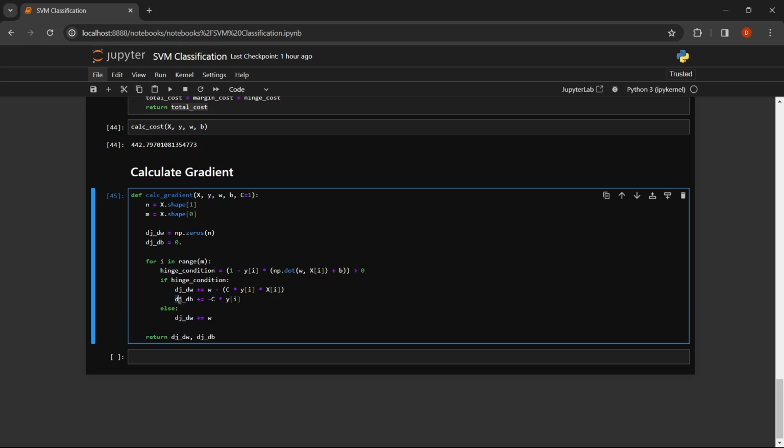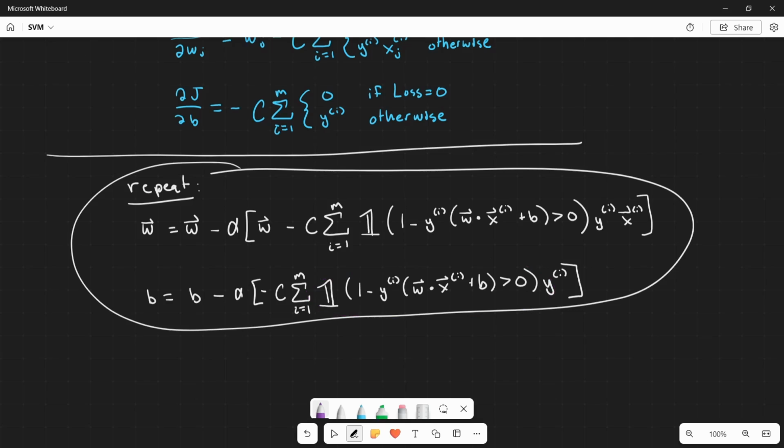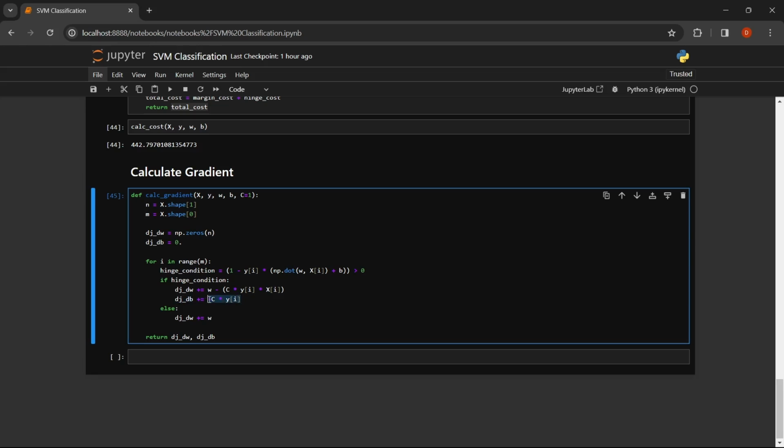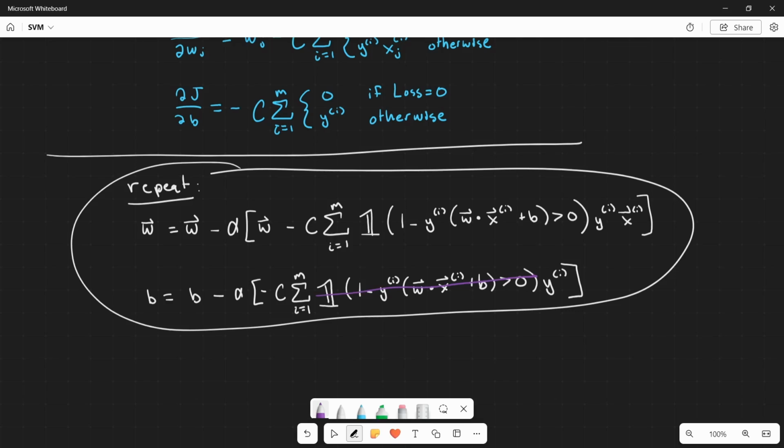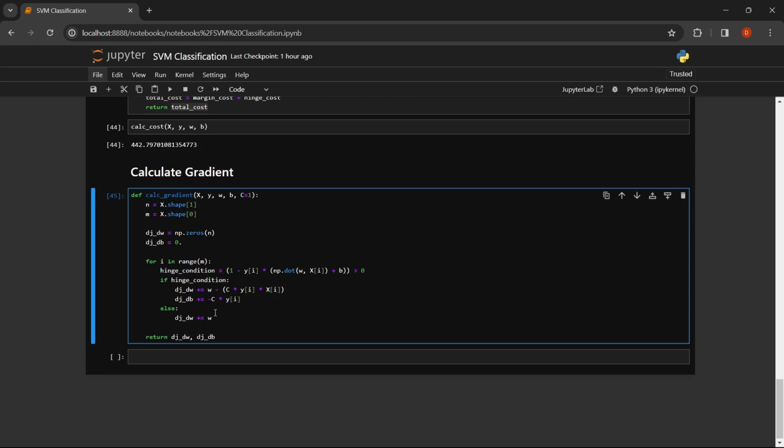Now considering the partial derivative with respect to b, if we did have a loss, then we want to use this yi value, so that's shown right here. However, if there was no loss and this part resulted to a 0, we would ignore this yi. And since there's no w vector here, this whole portion would just result to being a 0. Or in other words, if our hinge condition was false, we would add nothing to djdb.